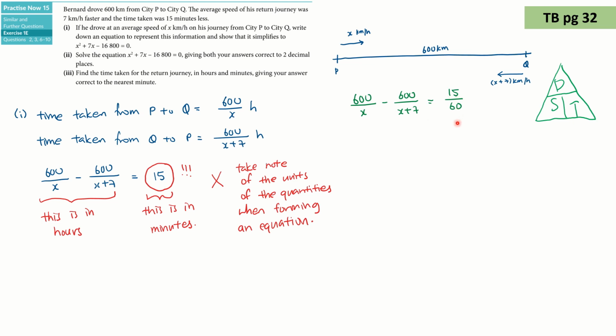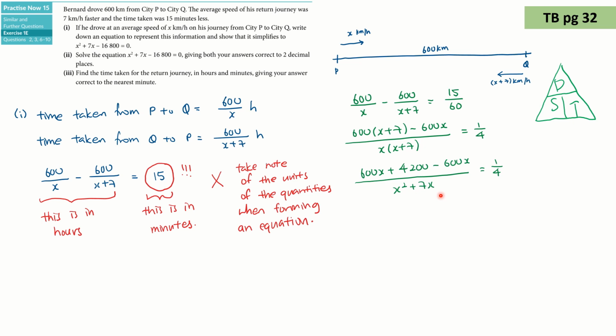over 60, for which in order to solve, we will have to make the denominators of the expressions on the left the same. That will be to get a denominator of x times x plus 7, and then 15 over 60 simplifies to 1/4. So I will expand the numerator first, and we'll get this. Likewise, I'll expand the denominator, and then do my cross multiplication, for which concurrently I have also simplified the expression in the numerator here, where 600x minus 600x equals 0.